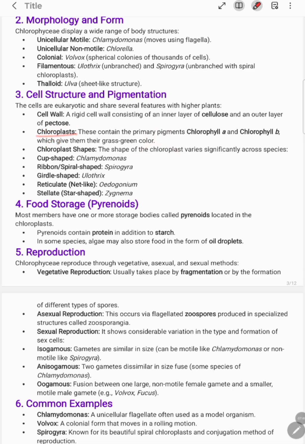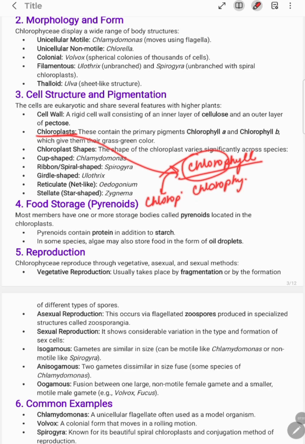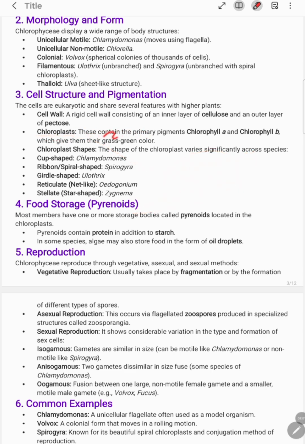Now the chloroplast. As we know, they have the chlorophyll pigment, hence only they are known as the Chlorophyceae. So what is the location of this pigment? Obviously it is located in the chloroplast. The chloroplast contains the primary pigments chlorophyll A and chlorophyll B, which are responsible for providing the grass green color.